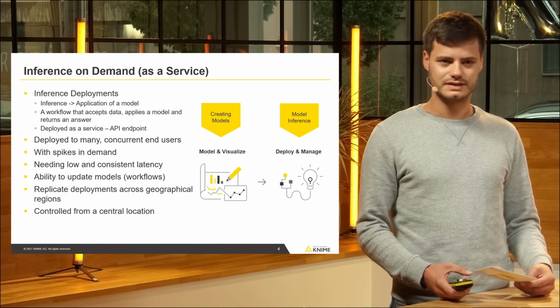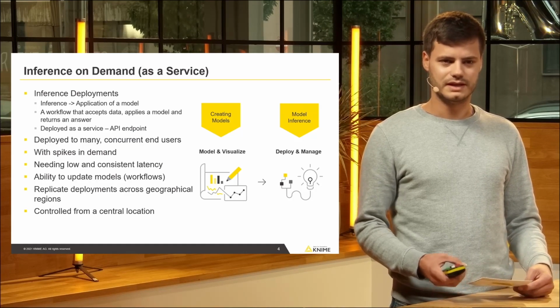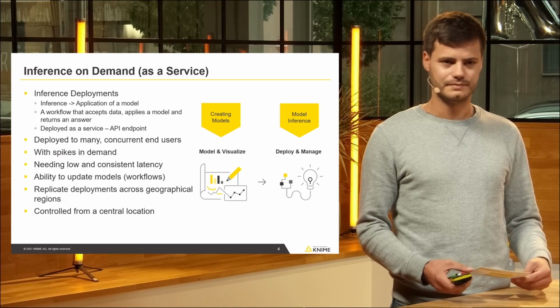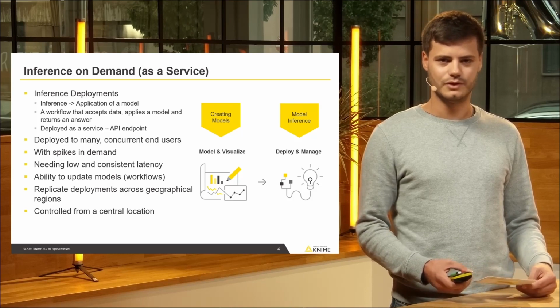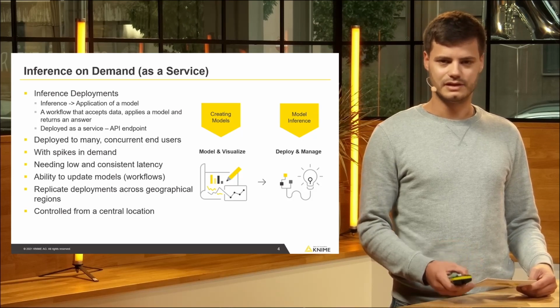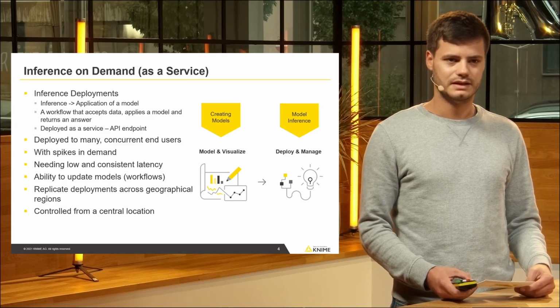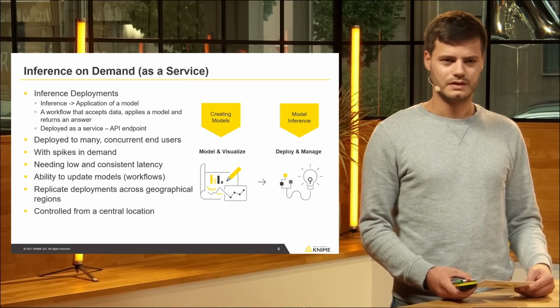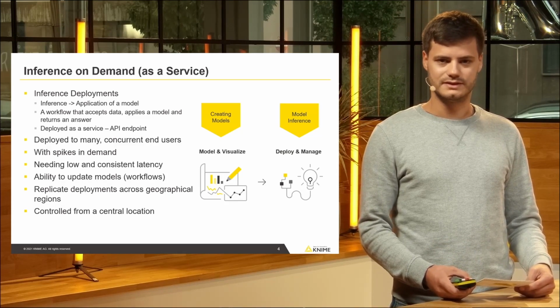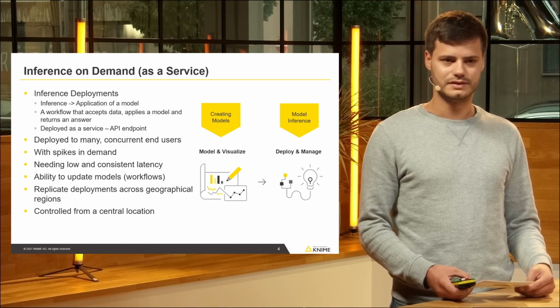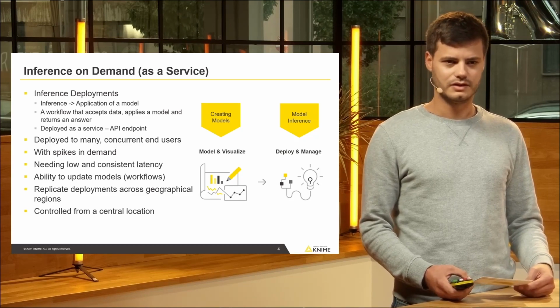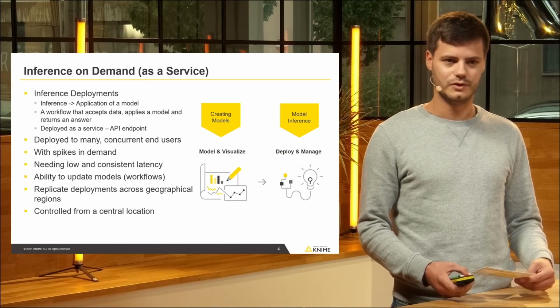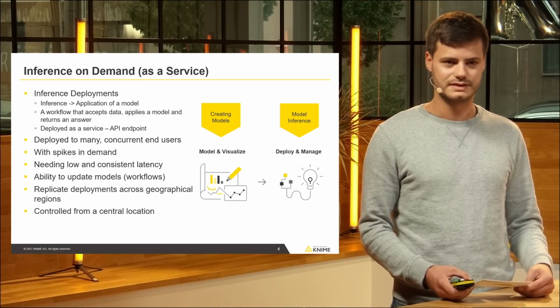So inferences are simply the application of a model. And in KNIME, this means having a workflow that accepts data, applies a model to that data, and then returns a response. And such a workflow is then deployed as a service, creating an API endpoint. And there are many common requirements that we've heard of when we talk to our users and customers.